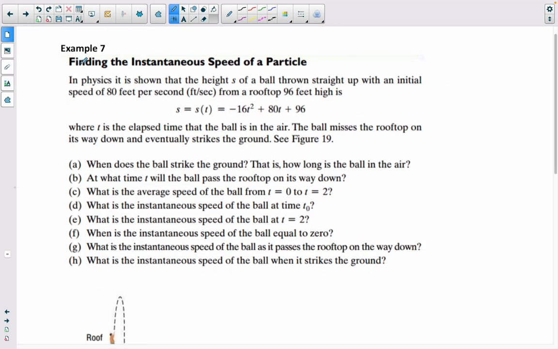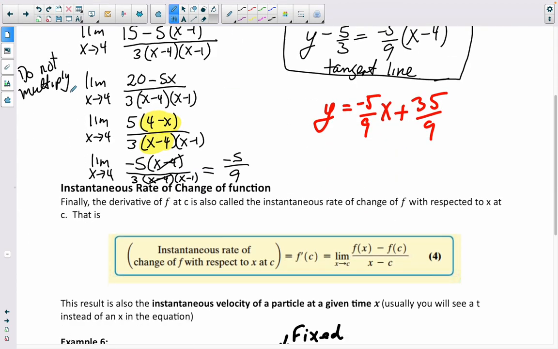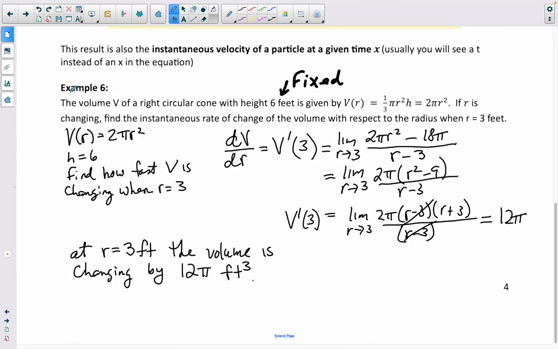All right. So example 7, for those of you taking physics, this will probably be very similar to your kinematics equations. Just to go back to this previous one, I forgot to mention it's changing by 12 pi feet cubed per 1 foot change in radius.